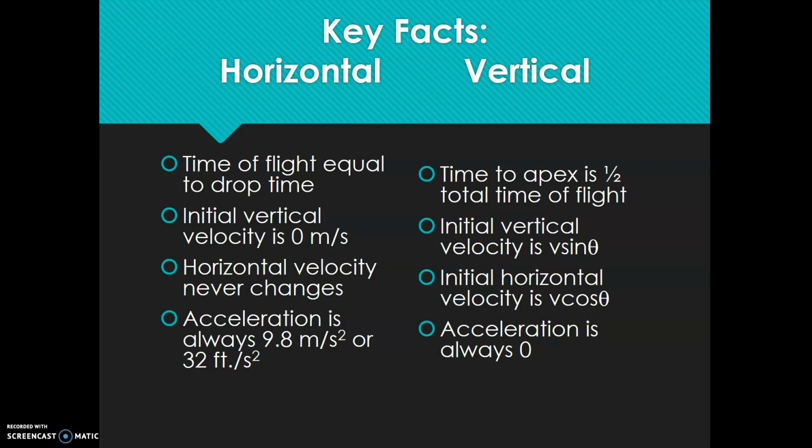All right, key factors here. For horizontal launches, the time of flight is equal to the drop time. The initial vertical velocity is 0 meters per second. The horizontal velocity never changes. Acceleration is always 9.8 meters per second squared. The time of the apex is half the total time of its flight. The initial vertical velocity is always velocity times the sine of your angle. The initial horizontal velocity is the velocity times the cosine of that angle, and the acceleration is always 0 in the horizontal direction.